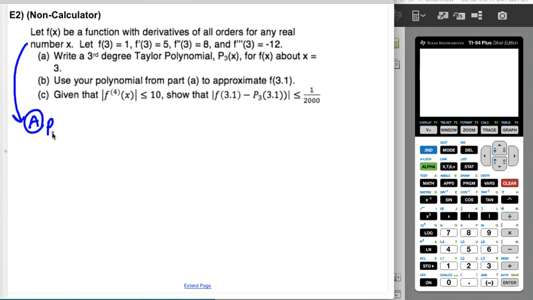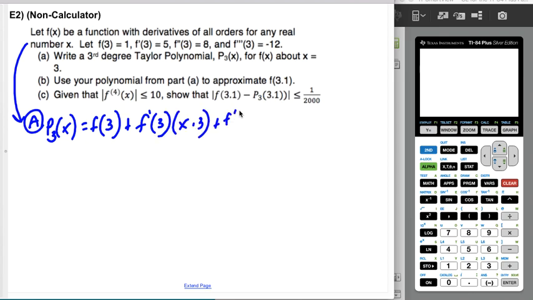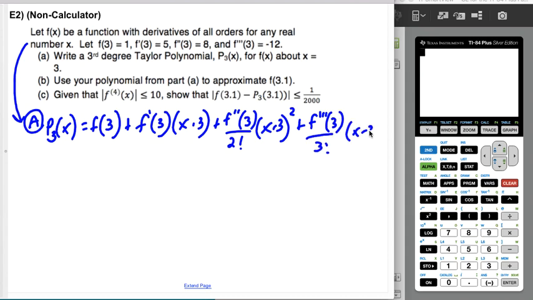So p sub 3 of x should be f of 3, plus f prime of 3 times x minus 3, plus f double prime of 3 over 2 factorial times x minus 3 quantity squared, plus f triple prime of 3 over 3 factorial times x minus 3 quantity cubed.